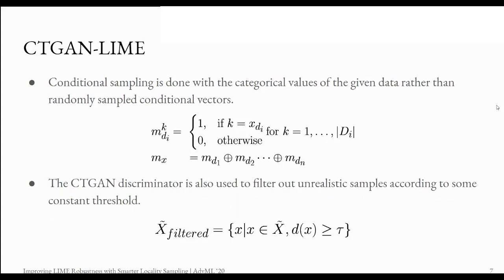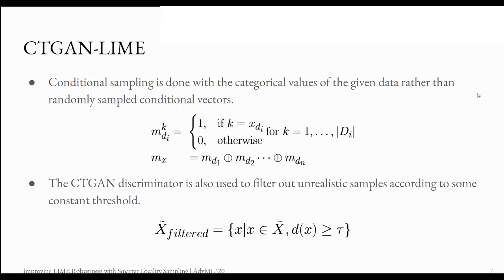Next slide. During sampling, the generator is conditioned with the categorical values of the given data rather than randomly sampled conditional vectors. This helps CT-GAN generate samples which are more local with respect to the data instance. We also use the discriminator obtained from the CT-GAN training process to filter out unrealistic samples, thresholded by some constant. This ensures that the samples used to query the target model are more realistic.